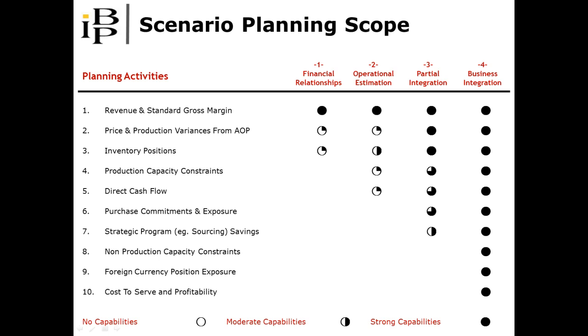Provided on the screen are types of planning activities that you may want to include in a forecasting or scenario planning process. So the more of these that you want to include and the more complex you are, the more likely it is that you're going to want to use something at a business integration level, because as evidenced by the black dots, those are the models that are much more able to cope with that level of complexity. So in summary, the more complex you are and the more that you want to include in your forecasting process, the more you should be working towards a more integrated model.